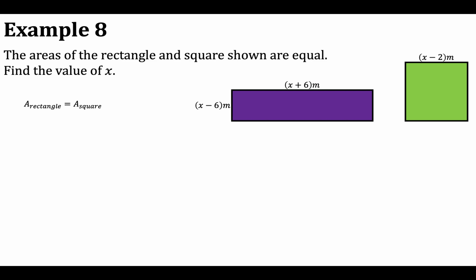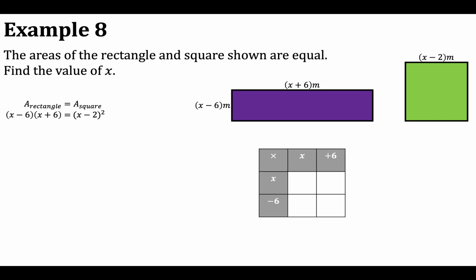Like I said, it's length times breadth. So the area of the rectangle is x minus 6 multiplied by x plus 6. And the area of the square is x minus 2 times x minus 2. So x minus 2 all squared. So for our left hand side, we can have our area model here. X squared, 6x, negative 6x and negative 36. And collecting terms there, we're left with x squared minus 36. So our x term is obviously eliminated because we've got a positive 6x and a negative 6x here.